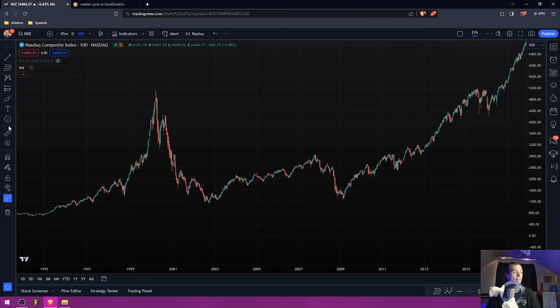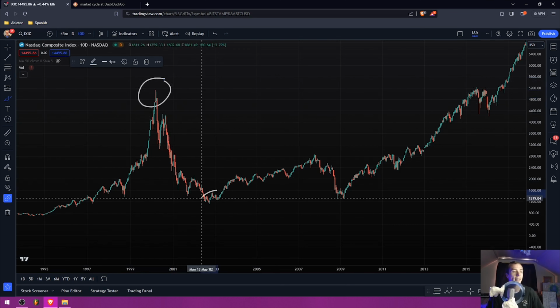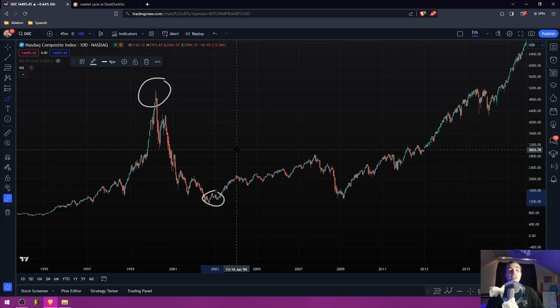So if you see the disbelief phase down here, the euphoria, the depression, let's go back over here. This is the stock market. So we've been learning about how to trade the market cycle on Bitcoin on the 10-day time frame. But here is the entire stock market. Same time frame as Bitcoin, okay? This is the internet bubble. This is the depression phase of the internet bubble, 2003.